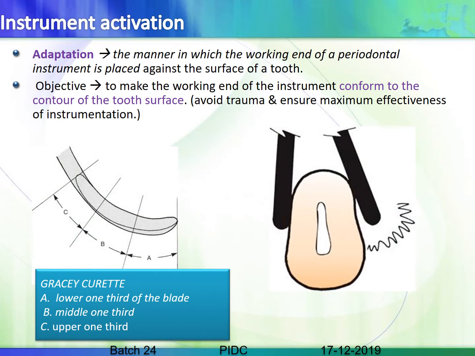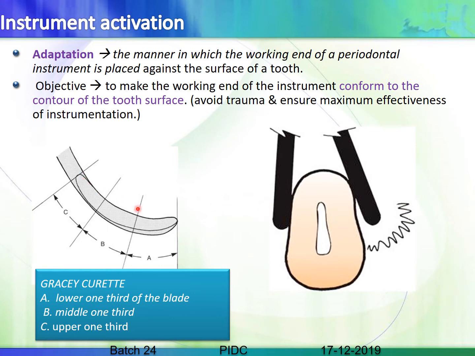Next principle, instrument activation. The very first concept in instrument activation is adaptation. That is the manner in which the working end of the periodontal instrument is placed towards the surface of the teeth. Its objective is to make the working end of the instrument conform to the contour of the tooth surface. This is to avoid trauma and ensure maximum effectiveness of the instrument.